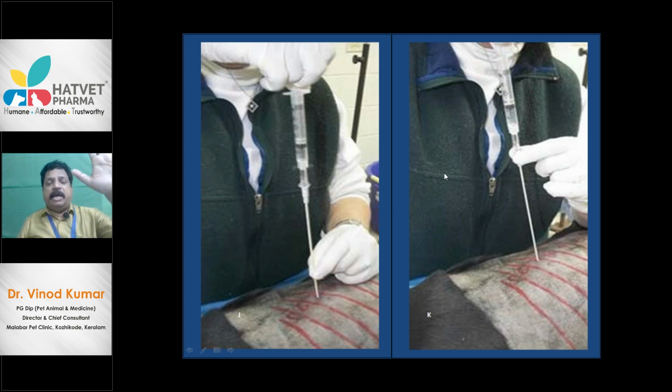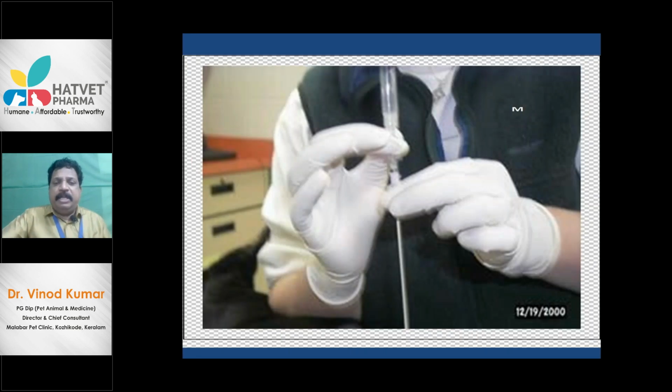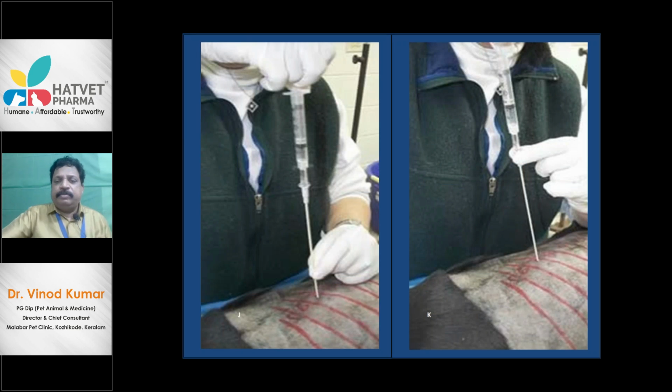That means either the animal should be in the standing position or in sternal recumbency. Then only by gravity the fluid will come down. Then slowly you insert by penetrating into the skin and the subcutis through the stab incision. And when it is penetrating, negative pressure is created. When it is reaching the pleural cavity, immediately fluid will be aspirated into the syringe. And with that, immediately stop it.